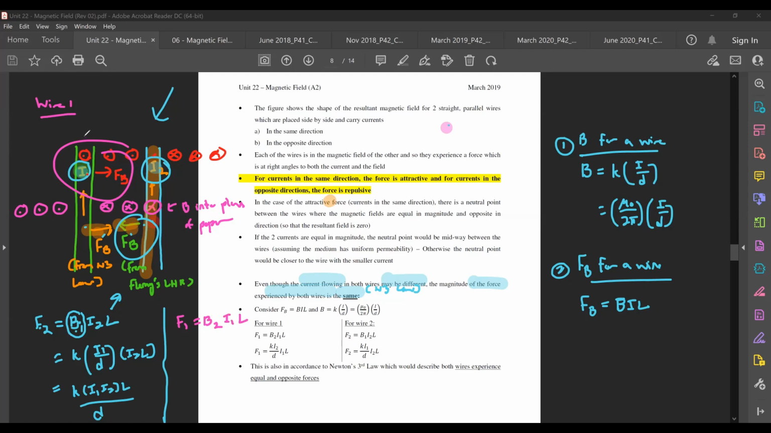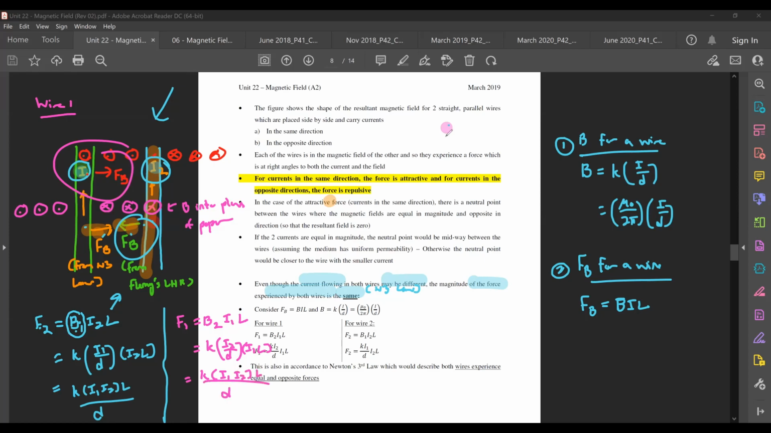B2, because wire 1 is inside the magnetic field of wire 2. So this one I can expand it. I'll get K I2 over D times I1 times L. So this one will become K I1 I2 times L divided by D.